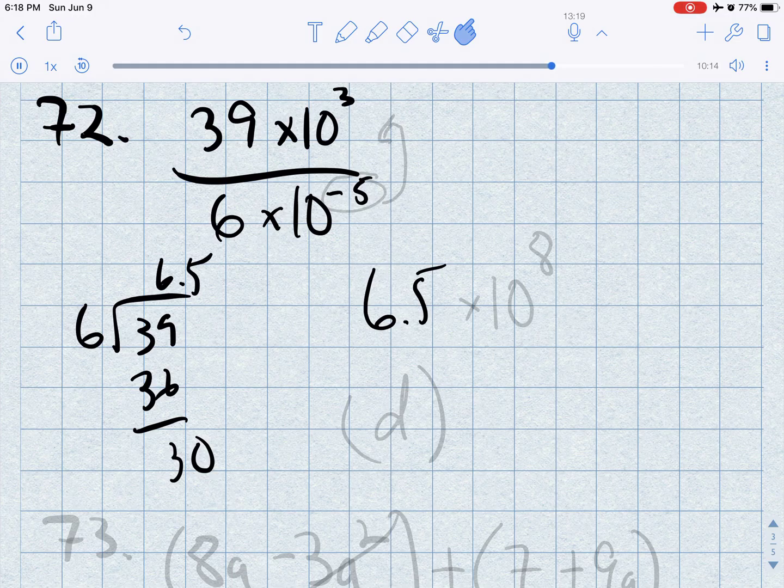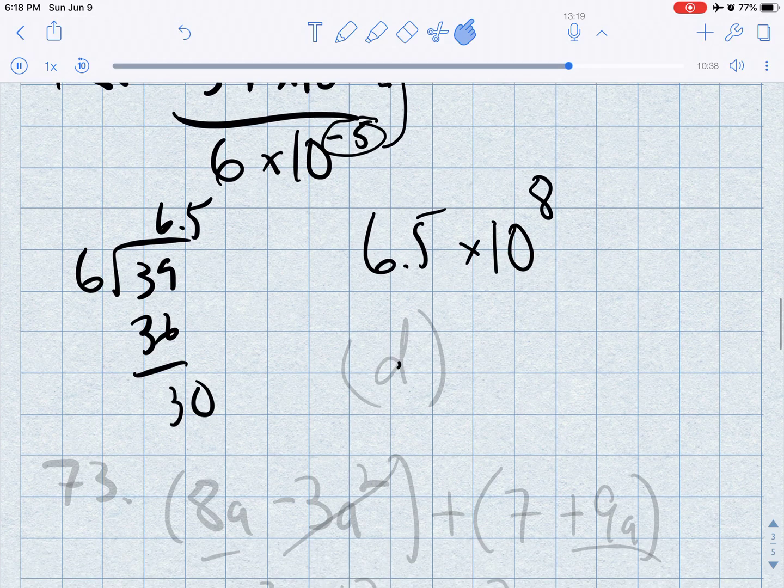And we have to think about it. This denominator has a negative exponent, so it could go up to the numerator and make it positive. So you could do a 3 plus 5 is 8, so this is 6.5 times 10 to the 8. Okay? That is choice what? D.